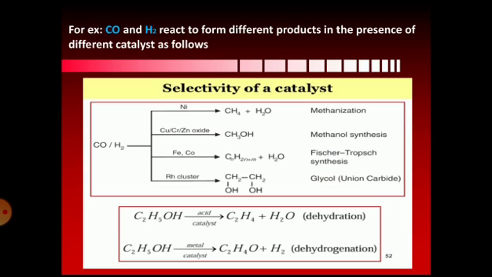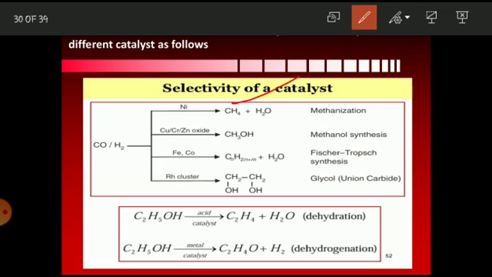So we get the product based on which catalyst we are using. The reactants remain the same. We have carbon monoxide and hydrogen on the left-hand side, but the product we want depends upon the catalyst. If you use the nickel catalyst, then we will get methane. If you use copper, chromium or zinc oxide, then we will get methanol. So that is the selectivity of a catalyst. We get the product based on the selectivity of the catalyst.